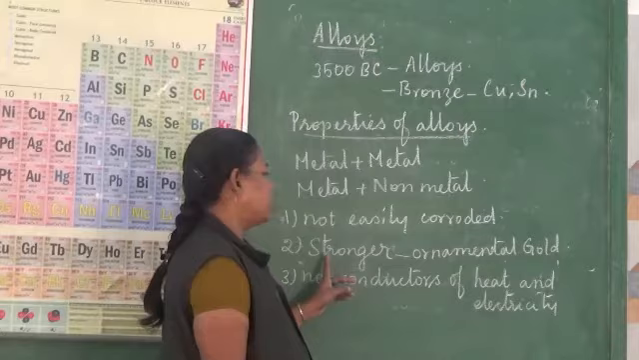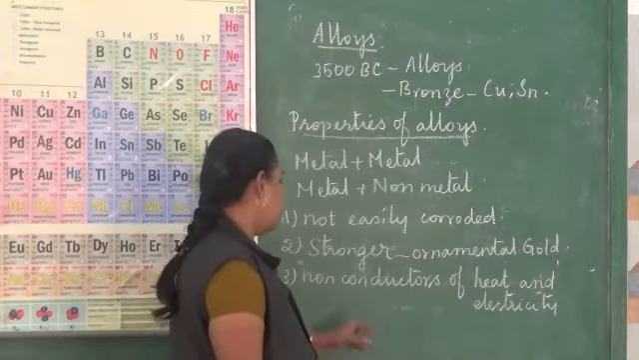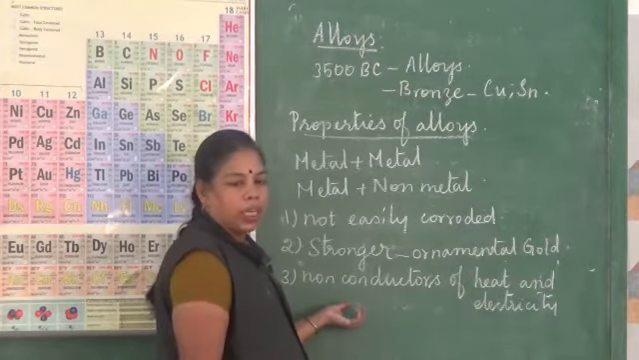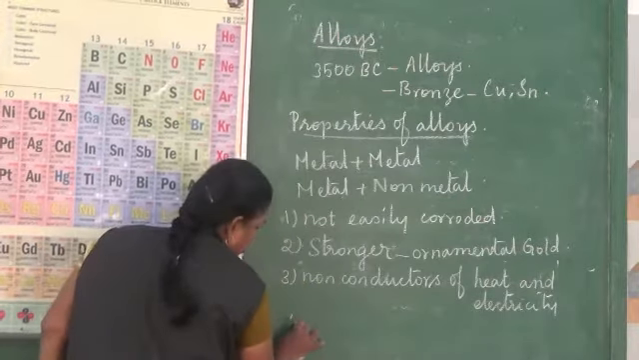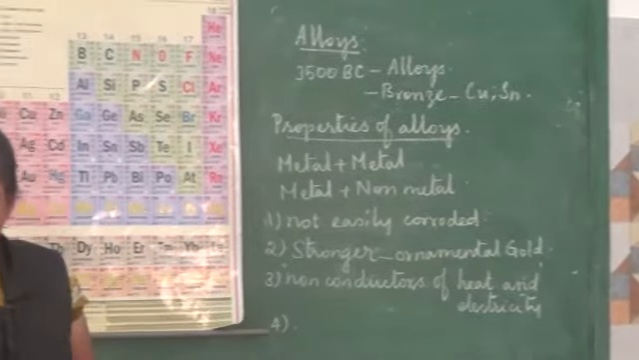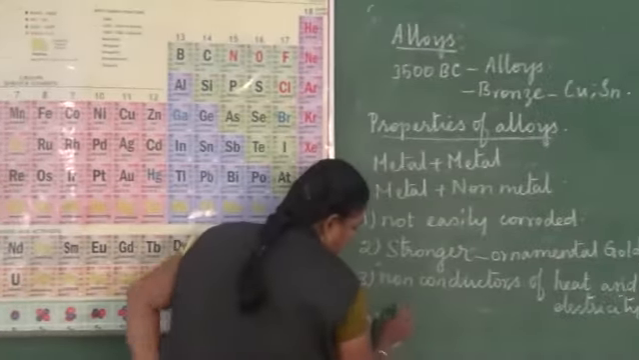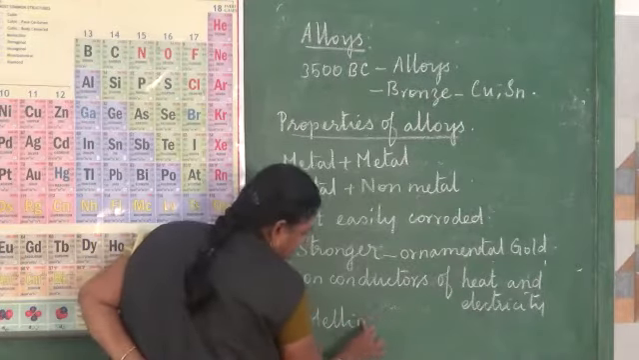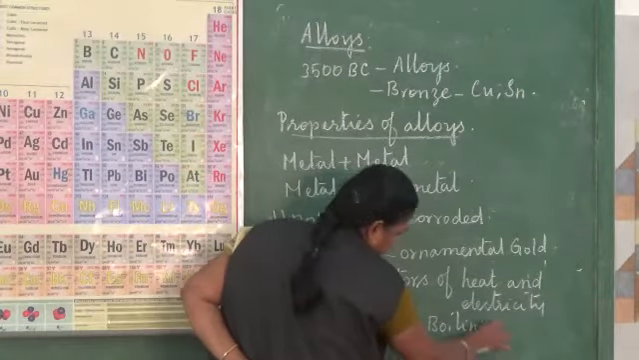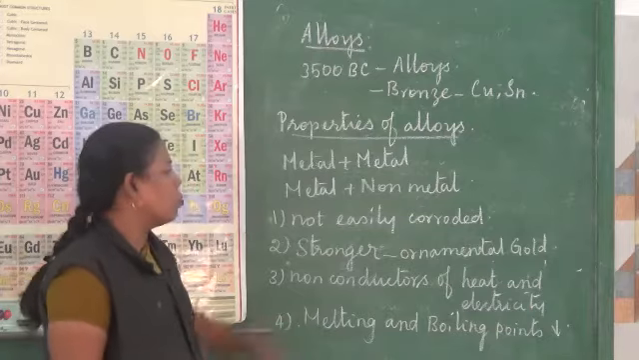So it is not easily corroded. It is stronger than the respective metals. For example, ornamental gold is stronger than gold and copper, and alloys are non-conductors of heat and electricity, or they conduct heat and electricity to a little extent. And then their melting and boiling points are very low, lower than the respective metals. So these are the properties of alloys.